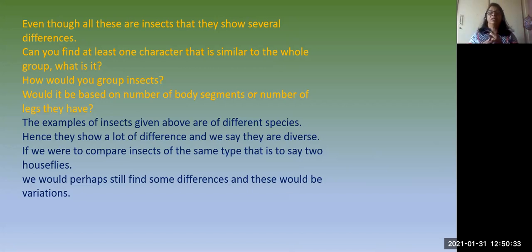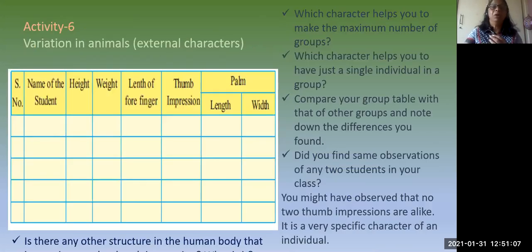So all these things show there is a difference even within the same group of organisms, which we call diversity. Because of those differences, they show variations. Variations means small differences. And if these variations reach a peak, that means too much, then we can say there is the evolution of a new species. That is very important.